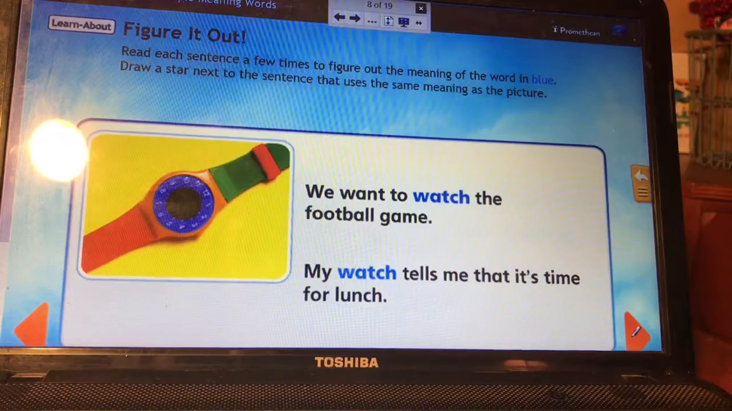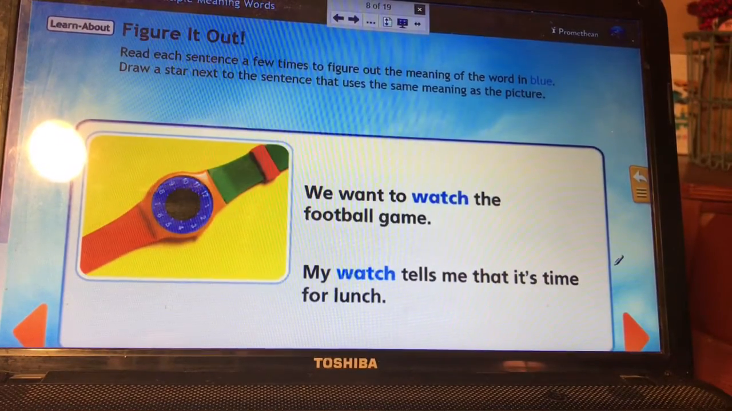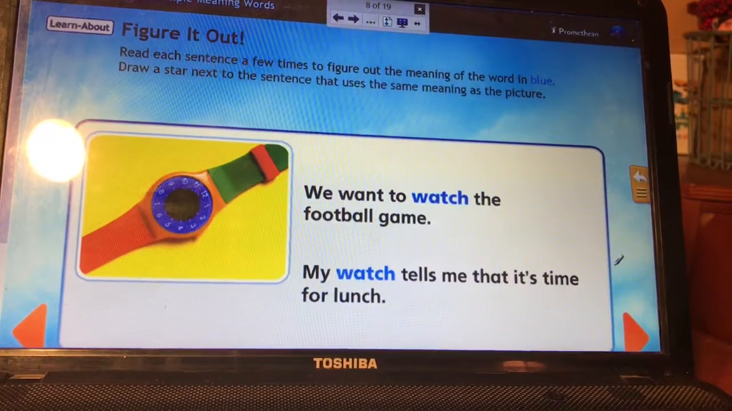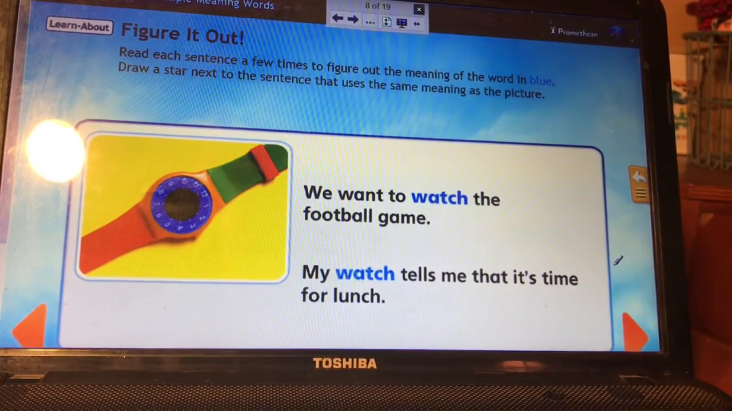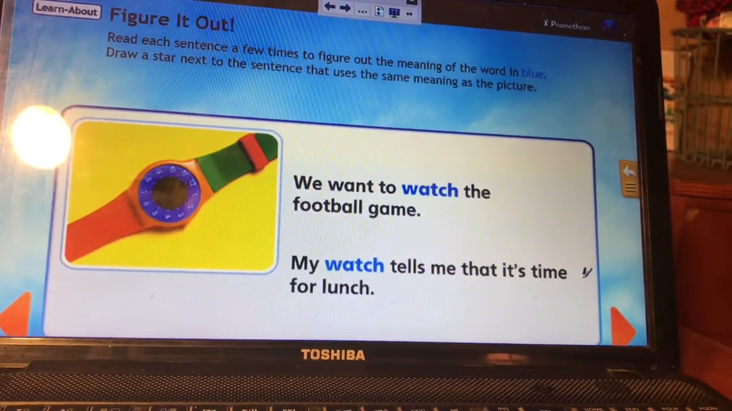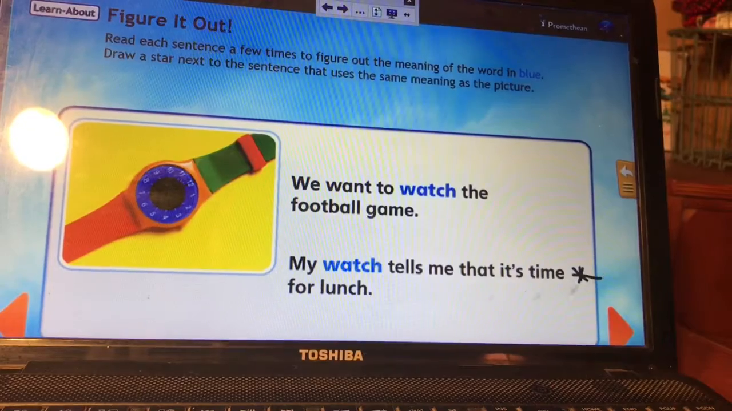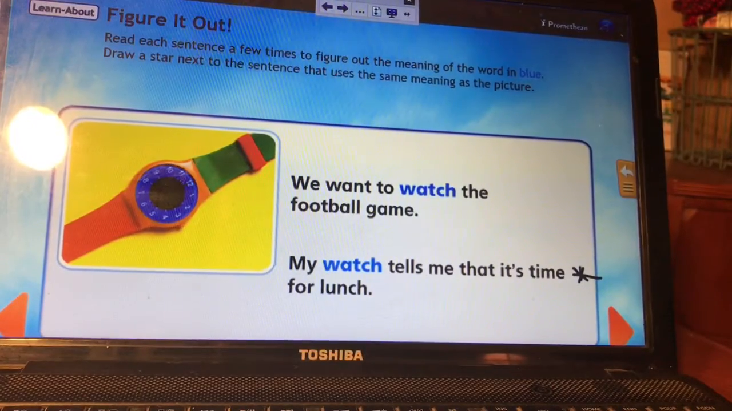The first sentence here says, we want to watch the football game. The next sentence says, my watch tells me it's time for lunch. This time, it's the second sentence that matches the picture. This is like a watch that's on somebody's wrist that can tell time.